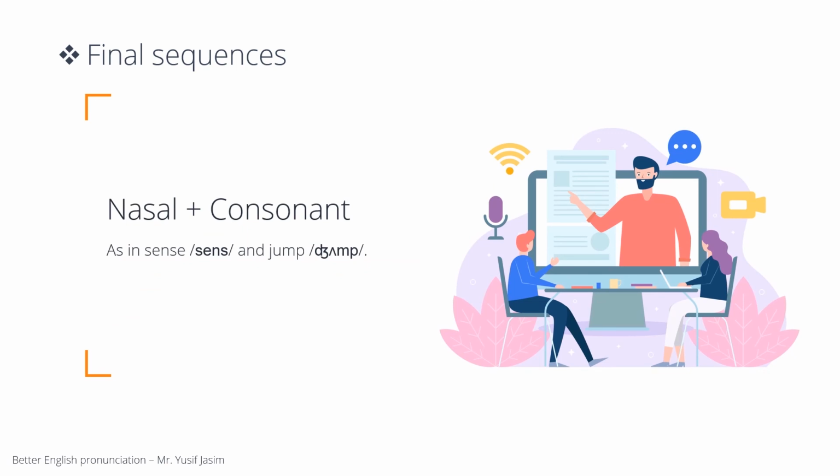The last type of final consonant sequences is nasal plus consonant. In sense and jump, the vocal organs are exactly or almost exactly in the same position for the nasal as for the second consonant. In sense, the tongue tip is lowered slightly at the same time as the soft palate is raised to give this friction. In all of the cases, the tongue and lips remain in the same position in passing from the nasal to the following consonant.